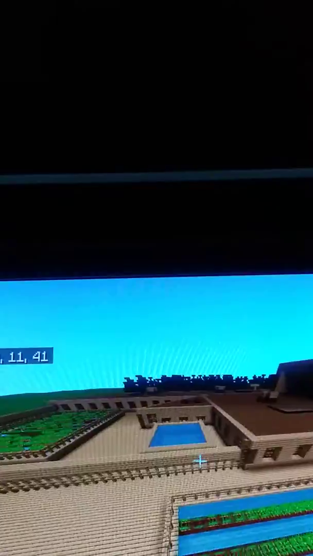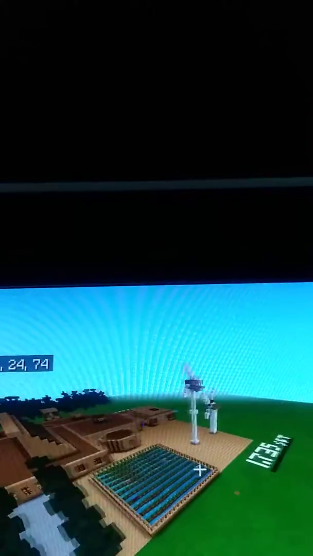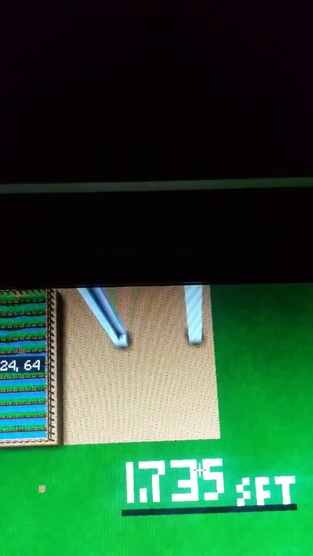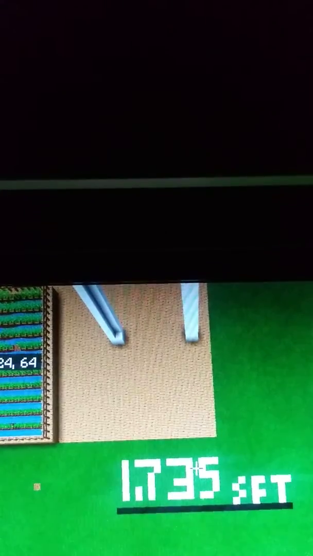So this is my eco-friendly house design, and I did this in Minecraft because I decided it would be kind of fun. And yeah, 1735 square feet as well. This is perfectly to scale. Everything is scaled up by 3.